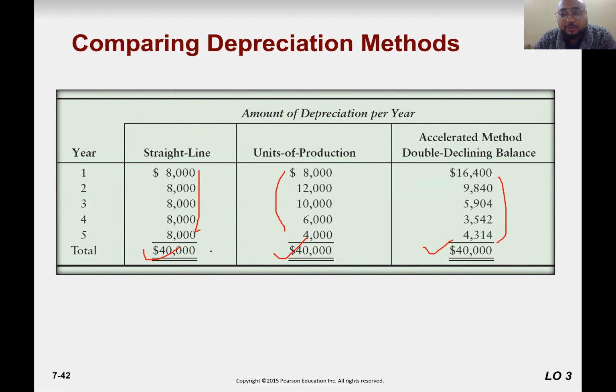So you see how much in year 1, the double declining method gives you the lowest profit, right? In year 2, the unit of production method is going to give you lowest profit. In year 3, lowest profit is going to be from unit of production method. See, so in early years, or early stage of the acquisition of the asset, the double declining method gives you the lowest profit because it's giving you highest depreciation at early years.